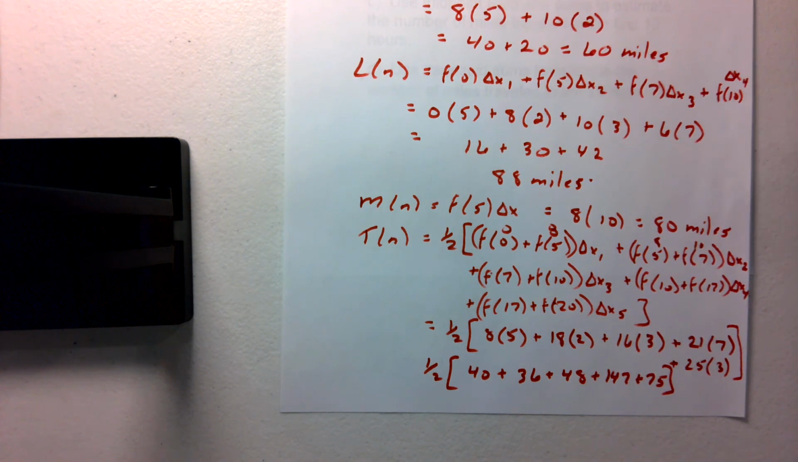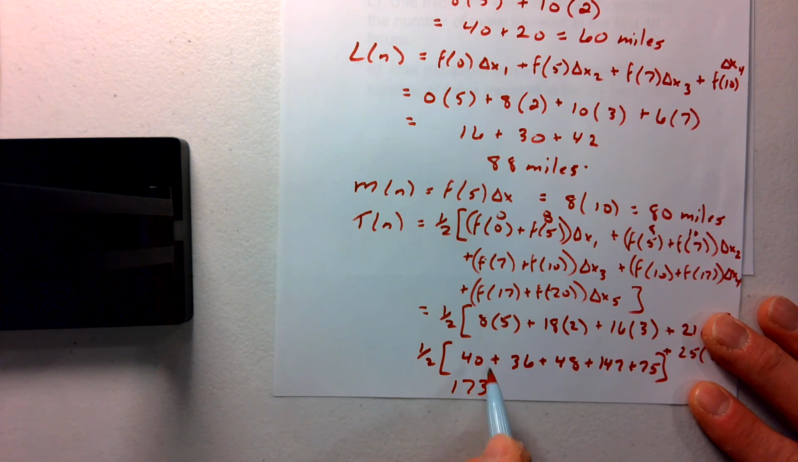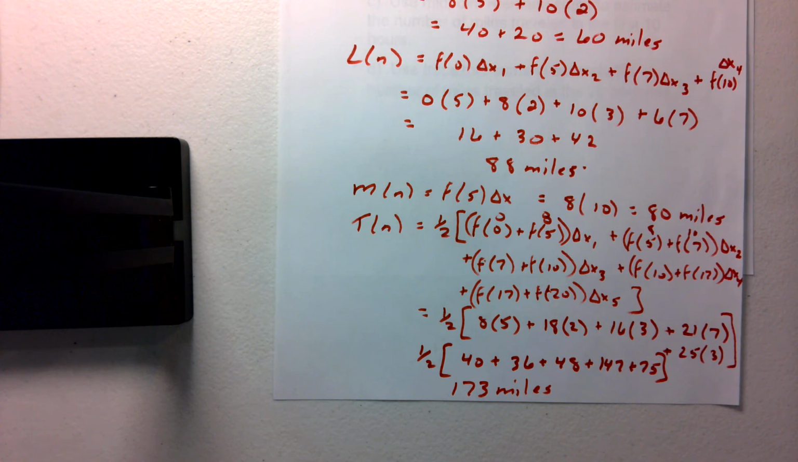And I'm going to be lazy. I'm going to pull out the calculator just because I can. We have 40 plus 36 plus 48 and 147 and 75. So we get 346 in there divided by 2, and we get approximately 173 miles traveled. And that gives you kind of an idea of where we're going to see some unequal parts and how they could possibly test us on the exam.